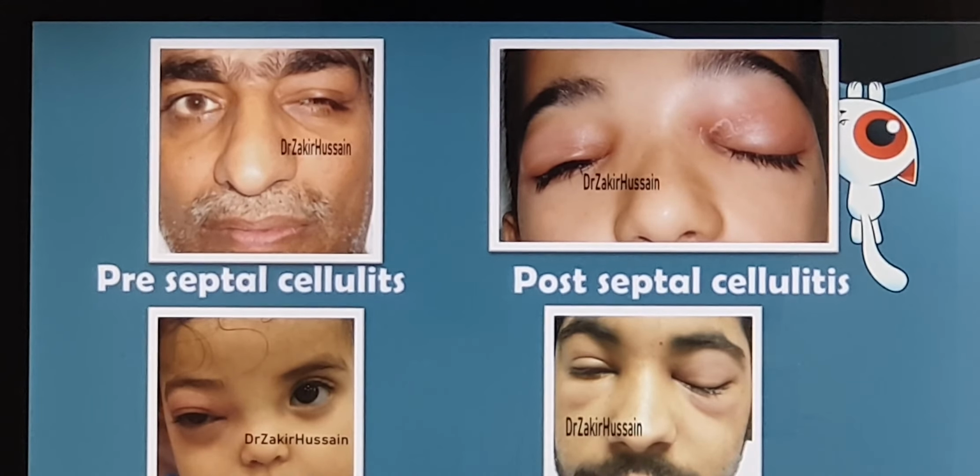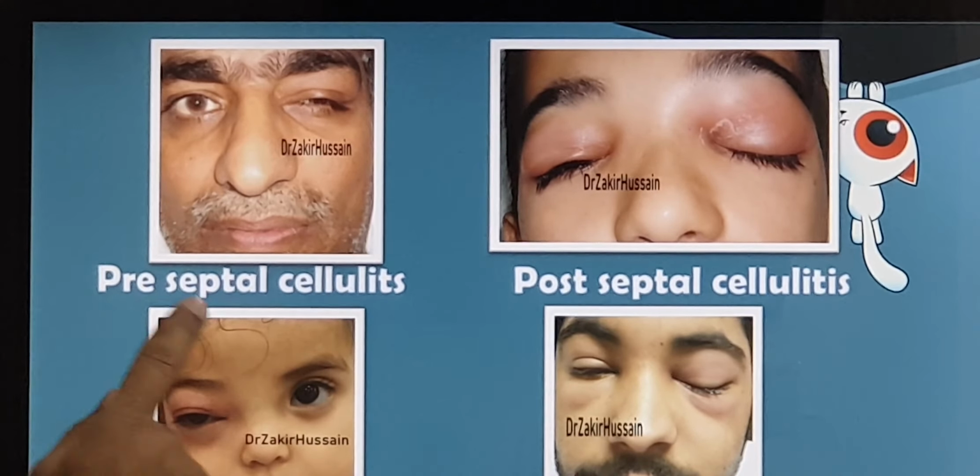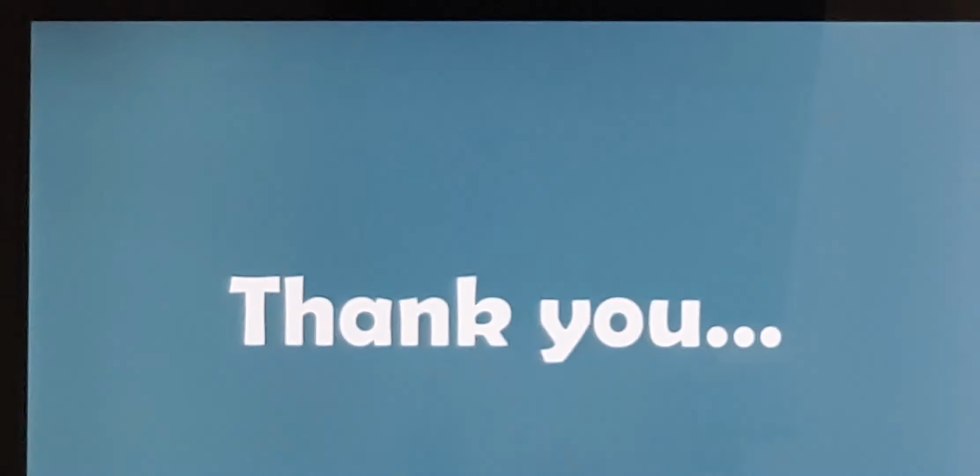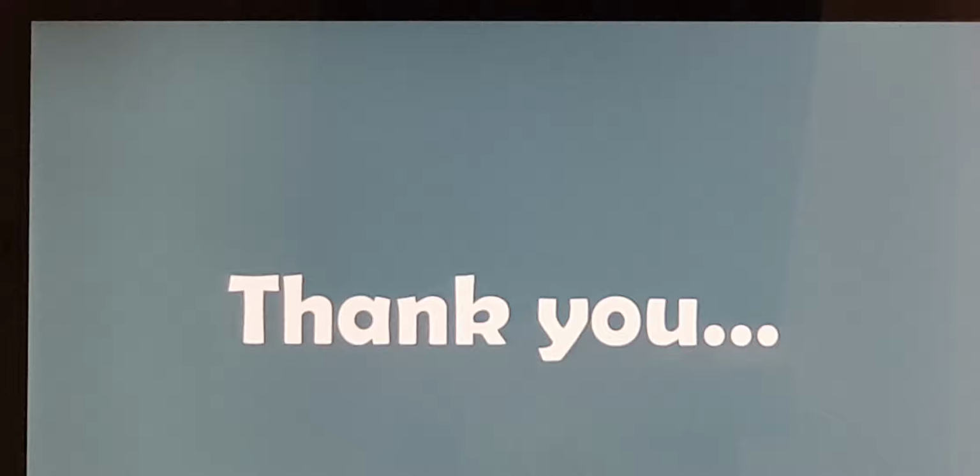Now I'll show you some real photographs. Here we have a patient who has been diagnosed as preseptal cellulitis, this boy has postseptal cellulitis, this baby has subperiosteal abscess, and this gentleman was diagnosed as orbital abscess. So this is how the orbital complications of acute rhinosinusitis present to us. So now do watch the next video, the part 3 video, where I am going to concentrate only on the investigations. Thank you so much.